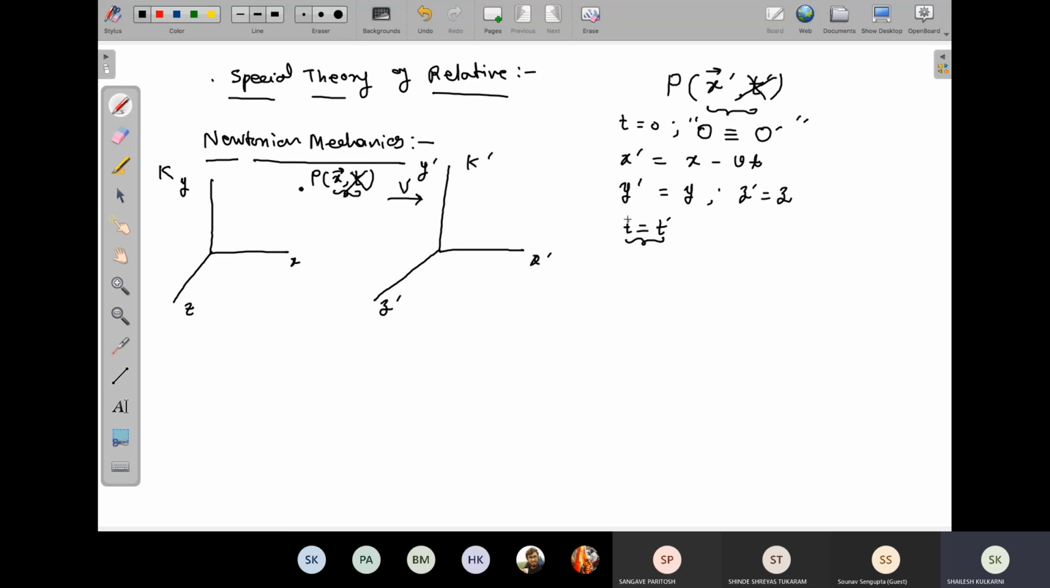This is how the observer in the K prime frame will label the point P in space-time. And these x, y, and z are the coordinates of point P with respect to the K frame. These simple transformations are called Galilean transformations.